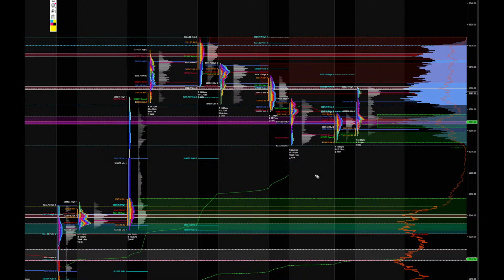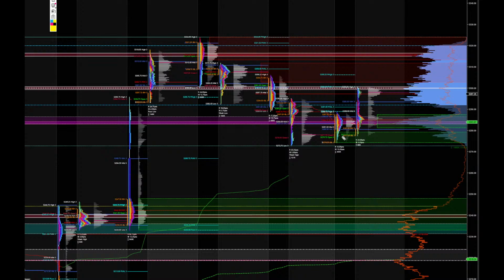Now you have some demand zones that have been made. We just knocked out a couple supply zones in the overnight. So we did close at the lows, but it doesn't matter now.